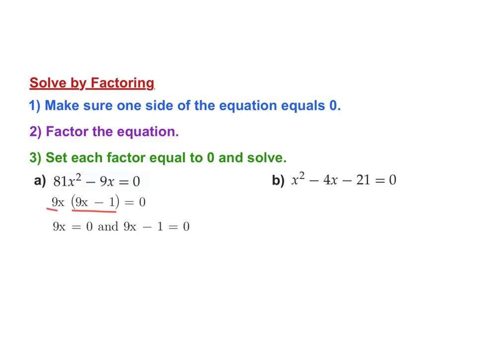Now, over here, I'm dividing by 9. What is x going to equal? 0. What about here? What do I have to do? In order to get x by itself, I have to add 1 and then divide by 9. So what's my solution going to be over here? 1/9. Okay, those are my two solutions. So we're using factoring as a tool to get to the solution, to the root, to the 0. Okay? Any questions about that?